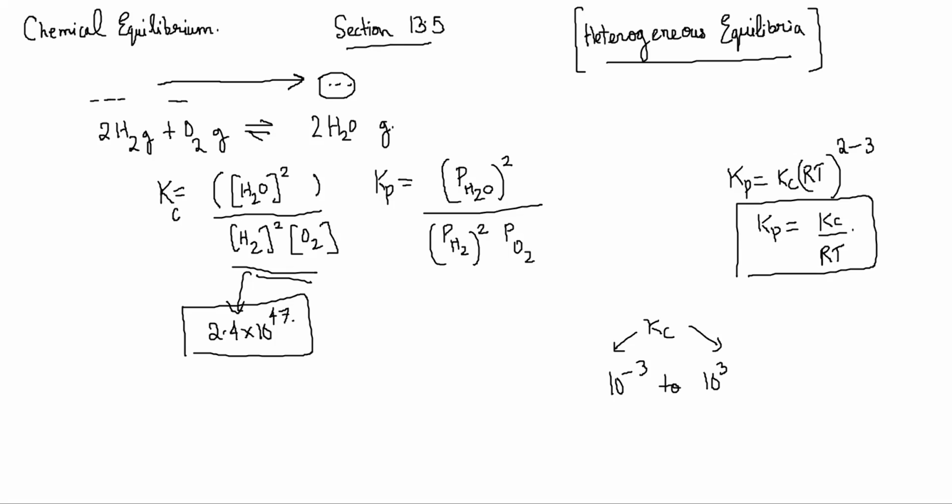Then predicting the direction of a reaction. Let's look at example 13.8. He's talking about a mixture of 1.757 mole of N2, 1.92 mole of H2, and 8.13 mole of NH3 introduced into a 20-liter reaction vessel at 500 Kelvin. At this temperature, Kc is 1.7 into 10 power 2. Is the reaction mixture at equilibrium? If not, what is the direction of the net reaction?